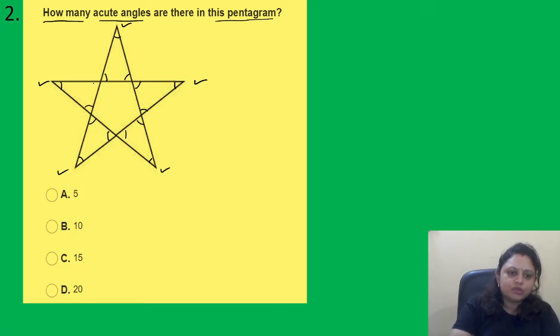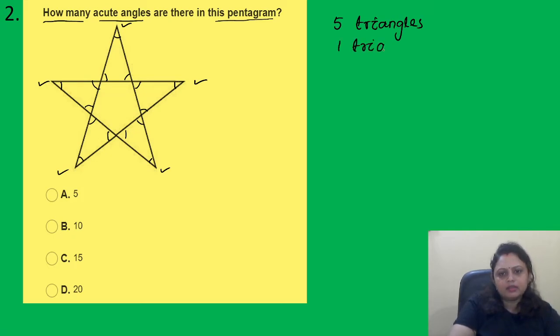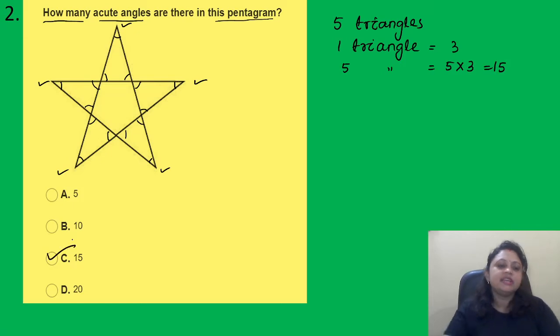Others are obtuse angles. Do you know what an obtuse angle is? That is greater than 90 degrees and less than 180 degrees. So here a total of 5 triangles are there. In one triangle the number of acute angles is 3, and for 5 triangles it will be 5 into 3, that is equal to 15. So the correct answer is option C, that is 15. Coming to the next question.